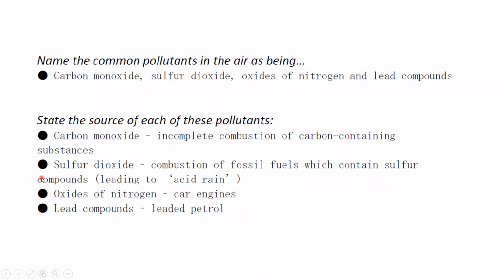Sulfur dioxide: fossil fuels like coal contain some trace of sulfur. So when we burn coal, it produces carbon dioxide, but it also produces sulfur dioxide because some sulfur is present. Oxides of nitrogen are produced in the car engine, and lead compounds are present in leaded petrol. We will discuss all of them in detail. This is just an intro of the topic.